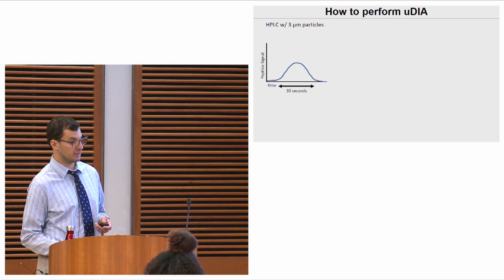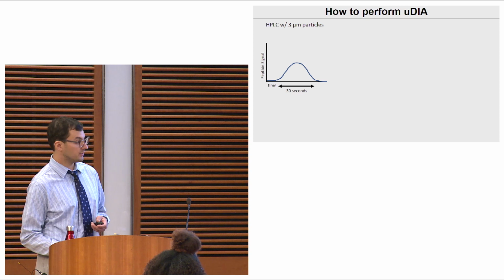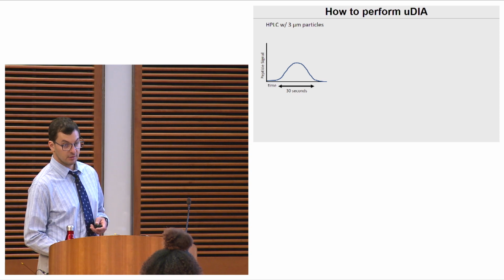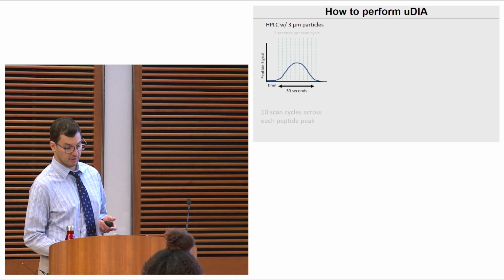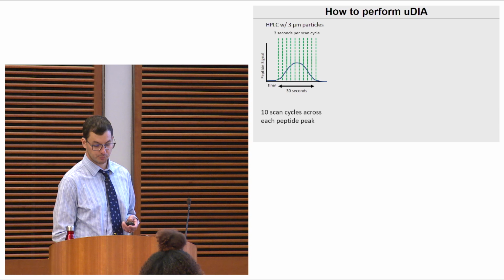To illustrate this point, here I'm showing you a cartoon of a peptide peak that might result from standard HPLC analysis with 3-micron C18 particles. Under these conditions, you might expect a peptide to elute over about 30 seconds. So to ensure 10 scans across this peak, our scan cycle could be as long as 3 seconds.